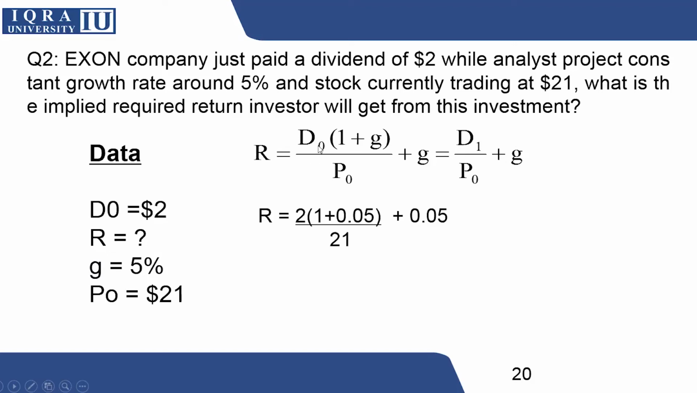So we will take $2 as the dividend, times 1 plus the growth rate, to convert this information into D1. P naught is given in the question as 21 and growth is given as 0.05. When you multiply it and divide by 21 and add the growth rate, your investor required return will come out, that is 15%.